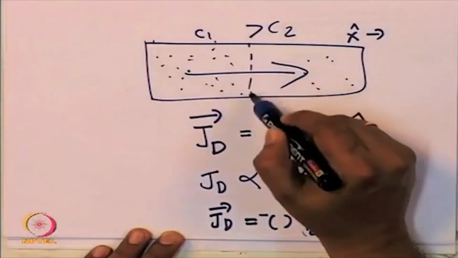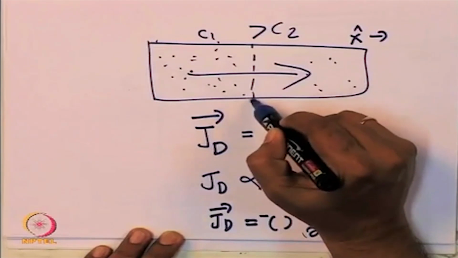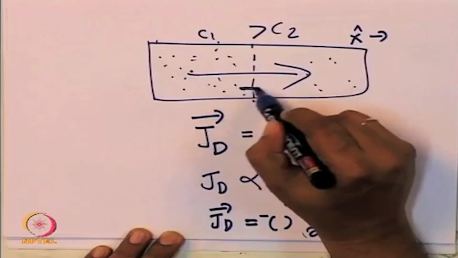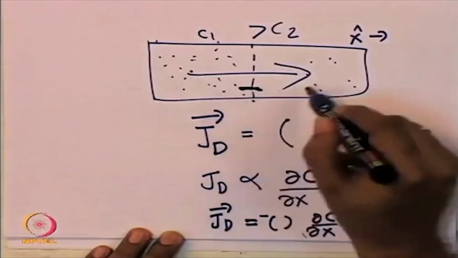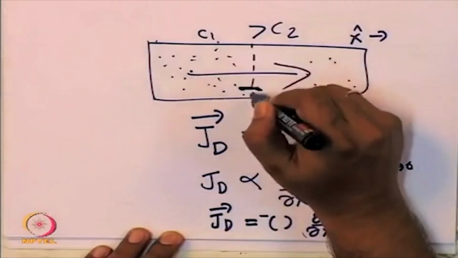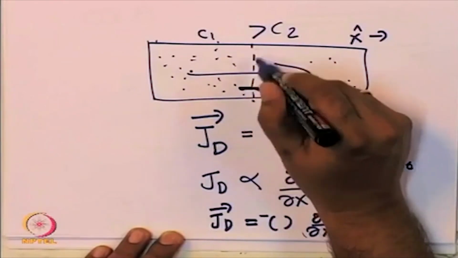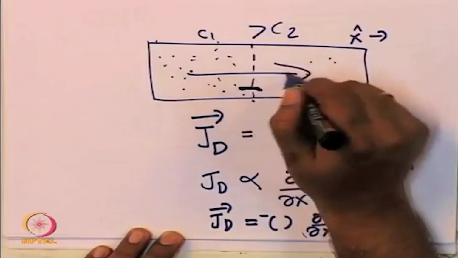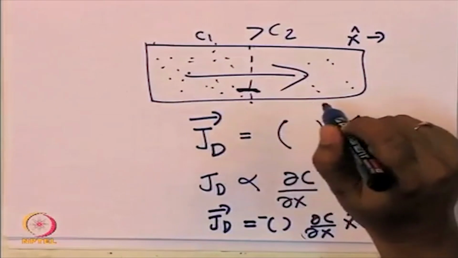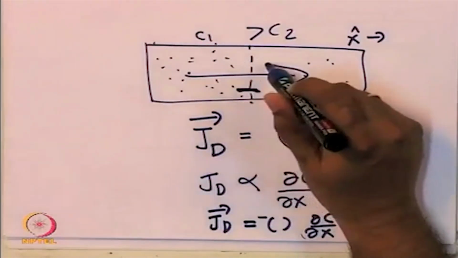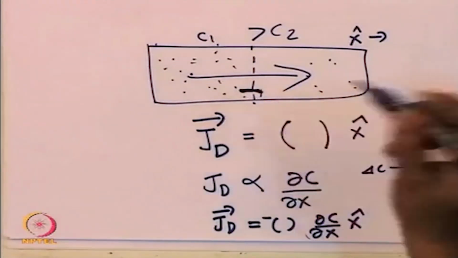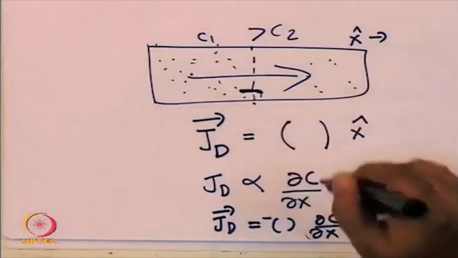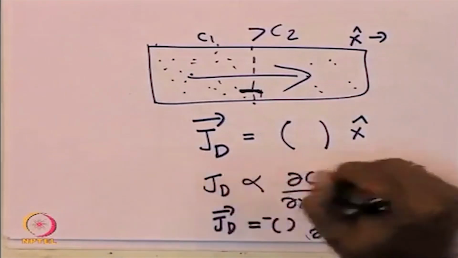So, if you look at this interface, this is the concentration difference between here and here. The more the concentration difference, the more the flow is. We are interested in calculating the flow at this particular interface, whether it is flowing this way or this way, and how much is the flow. That is the thing that we are interested in. So, the more the concentration difference, the more the flow.